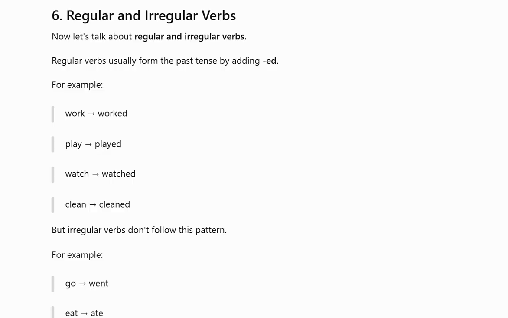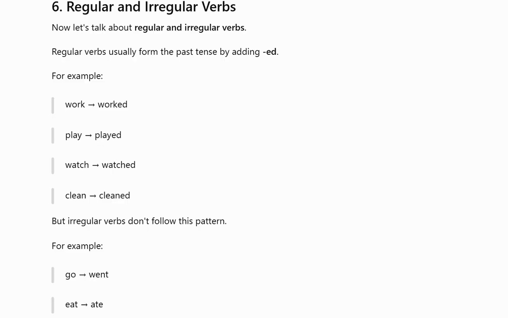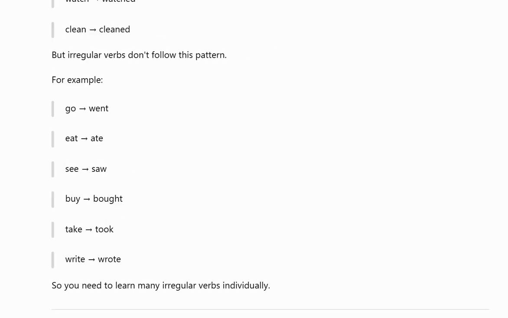Regular and irregular verbs. Now let's talk about regular and irregular verbs. Regular verbs usually form the past tense by adding ed. For example, work, worked; play, played; watch, watched; clean, cleaned. But irregular verbs don't follow this pattern. For example, go, went; eat, ate; see, saw; buy, bought; take, took; write, wrote. So you need to learn many irregular verbs individually.